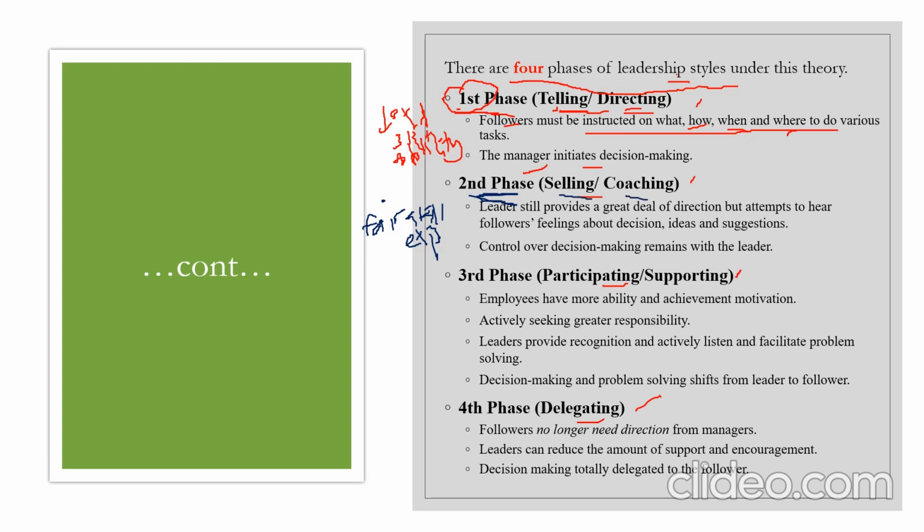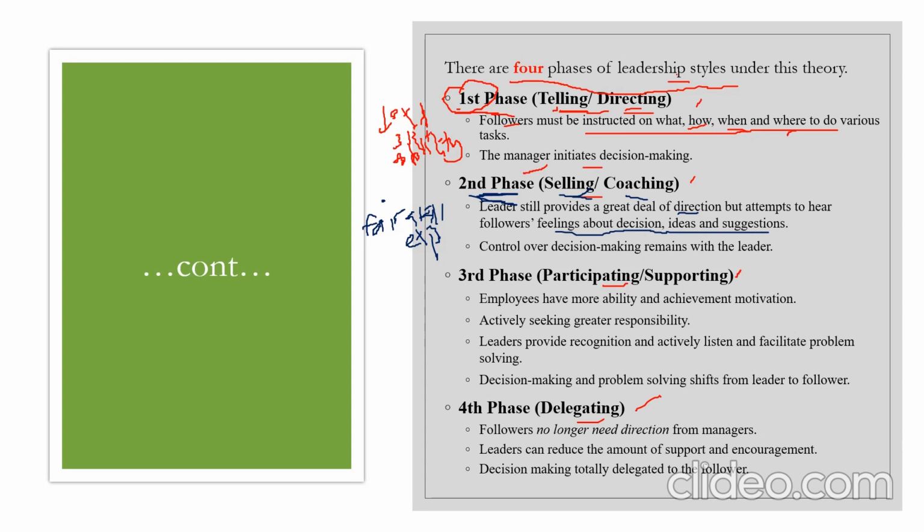Leader perlu menukarkan dia punya leadership style to these employees, not to use the telling style anymore, but the leader should change to selling style. So what is selling style? The leader still provides a great deal of direction, but attempts to hear followers' feelings about the decision, ideas and suggestions. So at this stage, it involves two-way communications, where the leader still give instructions to the employees.